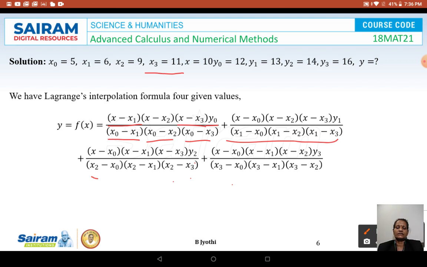The last term will be omitting the x3 term, that is x minus x0, x minus x1 and x minus x2 into y3 divided by x3 minus x0, x3 minus x1 and x3 minus x2.